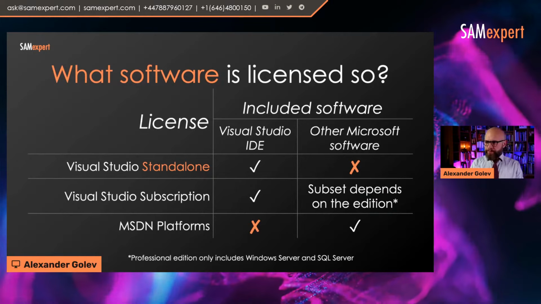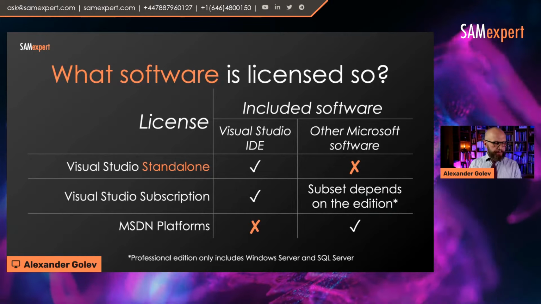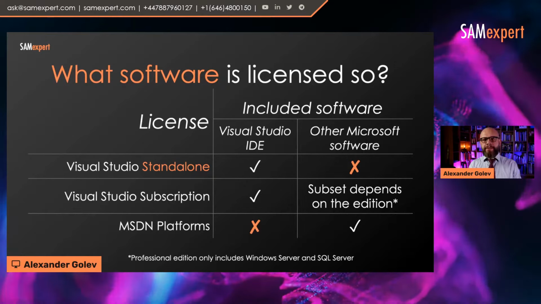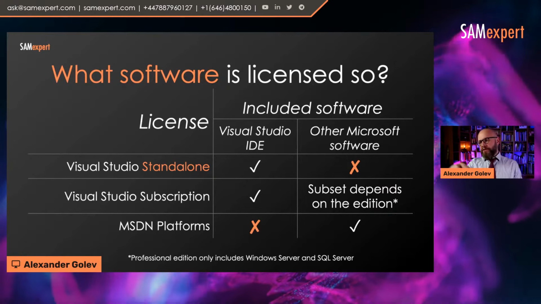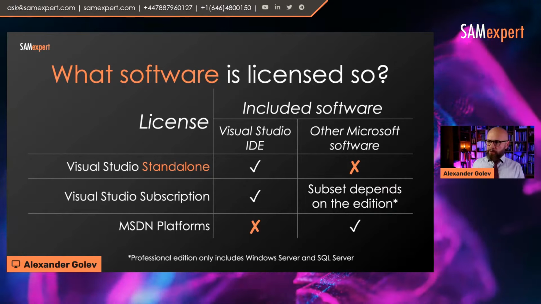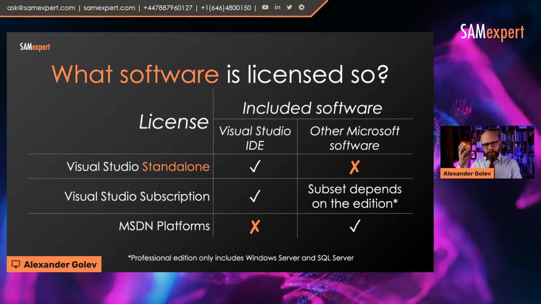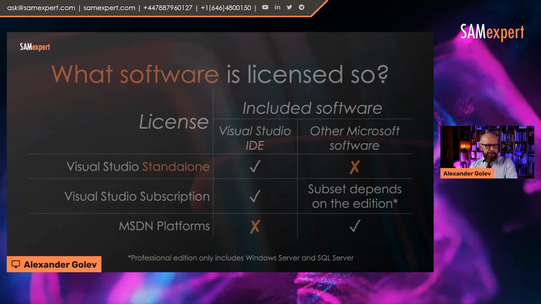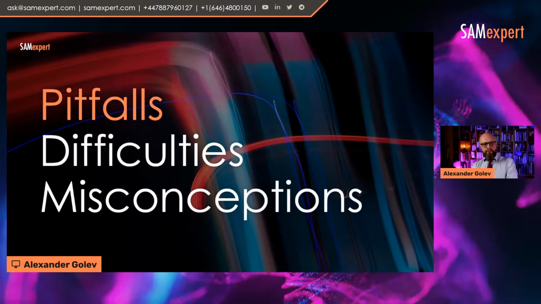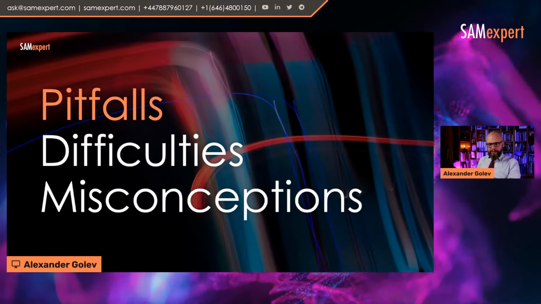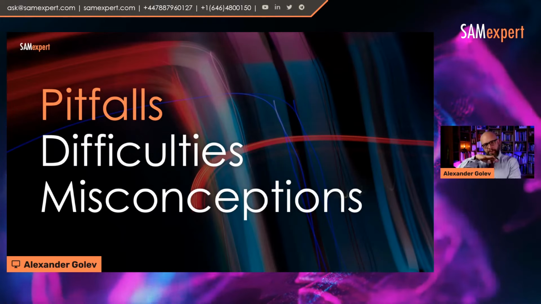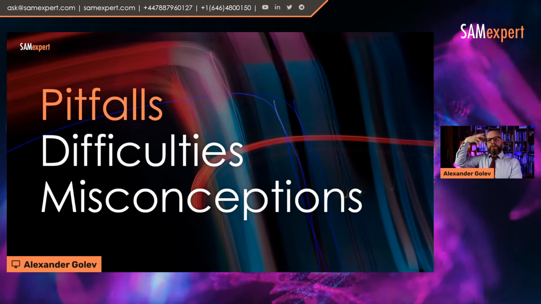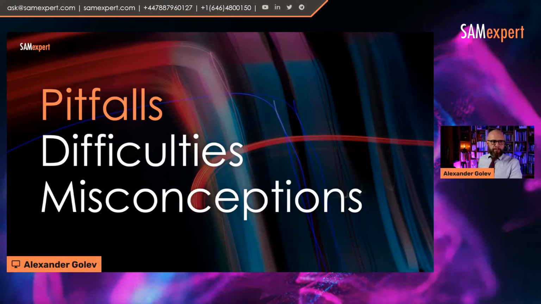And CSP has really muddied the water there. So, moving on. Let's not go into licensing details yet. Just to show you, Visual Studio standalone subscription doesn't have any other Microsoft software. That's why it's standalone. So let's go into pitfalls, difficulties, and misconceptions first before we jump into licensing, because I'd like you to understand the management level thinking. I'd like you to streamline your thinking about development.